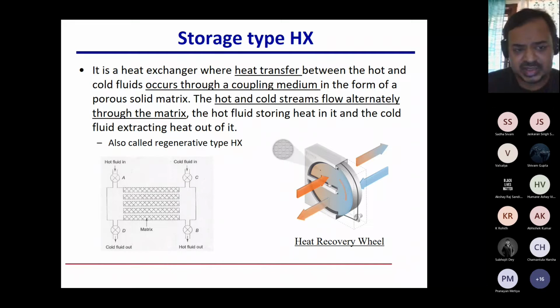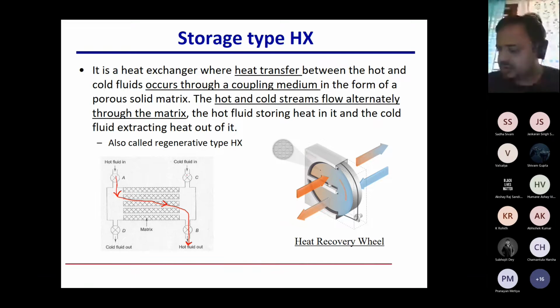inside this enclosure, which is filled with this porous matrix. So the hot fluid will come in, flow through this porous matrix because it's porous, so it will let a liquid flow through it, and get out. Then what we do is we close A and B. The hot fluid cannot flow anymore.